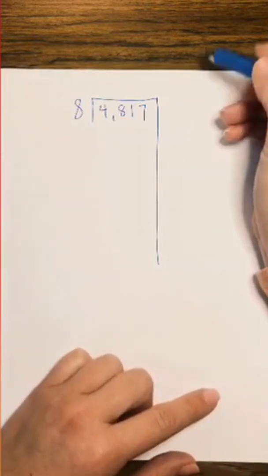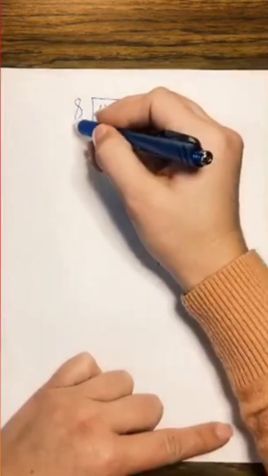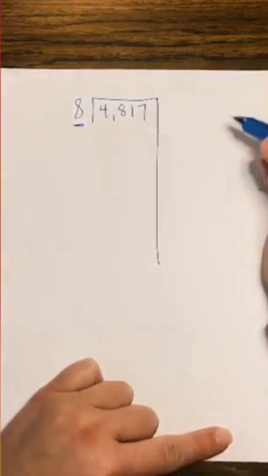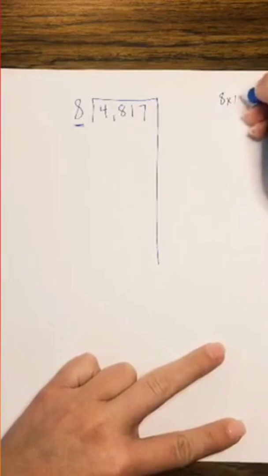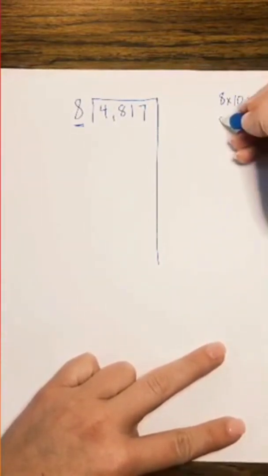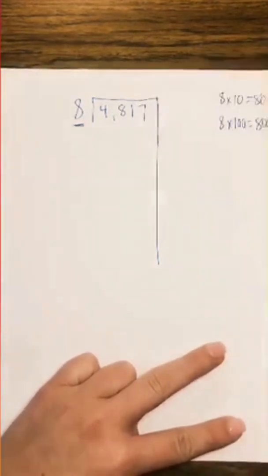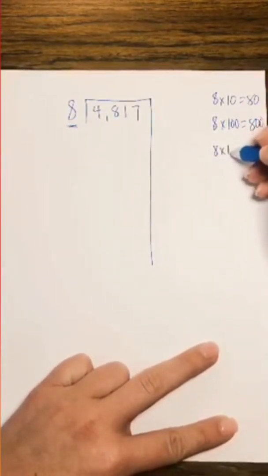Here we have our first problem, 4,817 divided by 8. What I'm going to do is think about my larger multiples of 8 because I want to get as close to 4,817 as I can. If I think about 8 times 10, I know that's 80. I can get even larger than that. If I do 8 times 100, that's going to get me 800, which is much closer. But if I go too high, try 1,000, that gives me 8,000, and that's way too big.